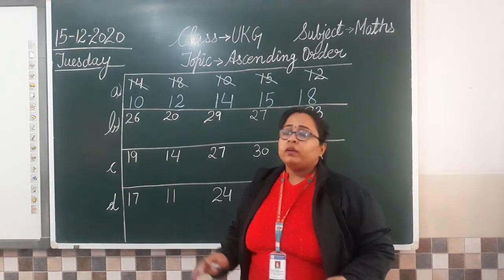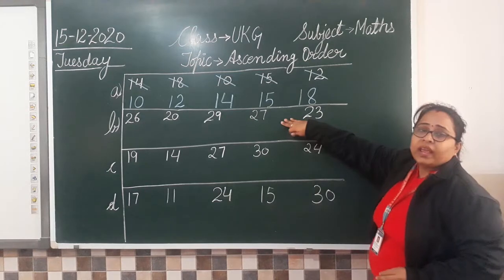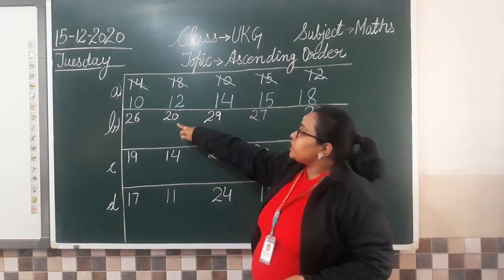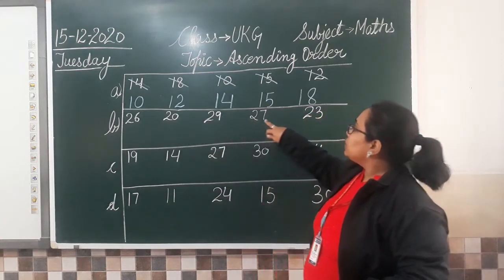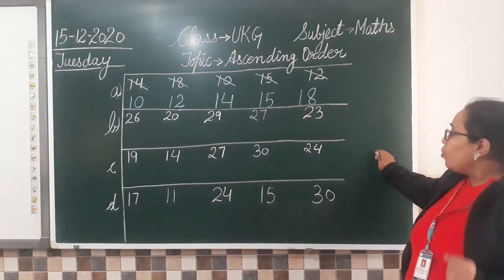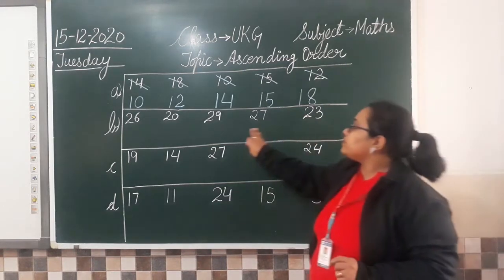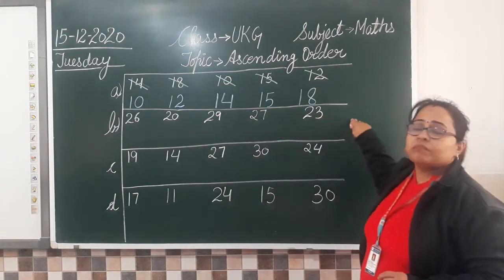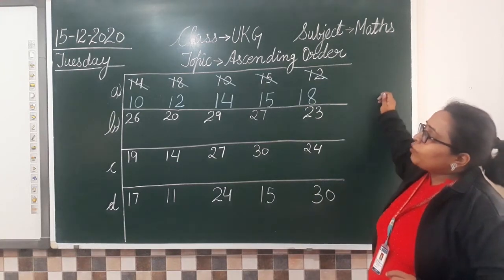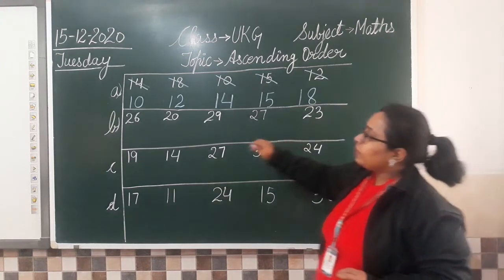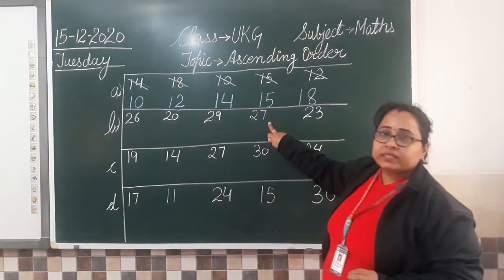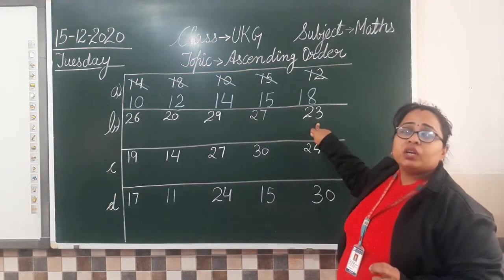Clear everyone? Okay. Now moving to the next group. Here we have 26, 20, 29, 27, 23. Now all of you tell me which is the smallest number among these. When we are talking of these numbers, which is the smallest here? Again I will repeat the numbers. 26, then we have 20, then 29, 27 and lastly we have 23.